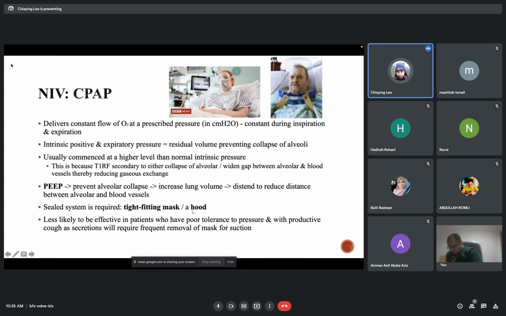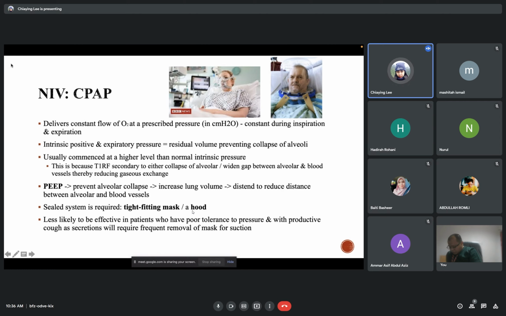And this is usually recommended at a higher level than normal intrinsic pressure, because the type 1 respiratory failure that occurs in COVID patients is either due to collapse of your alveoli or a widened gap between the alveolus and blood vessels, which reduces your gaseous exchange. The PEEP setting is the one you set to prevent alveolar collapse, which then can increase your lung volume and reduce the distance between alveoli and blood vessels.